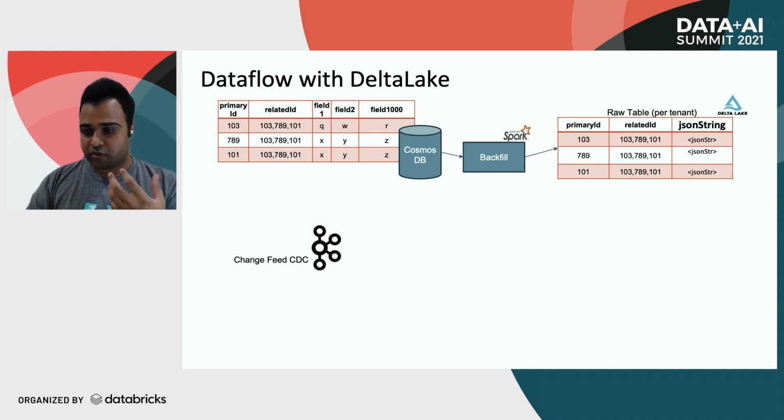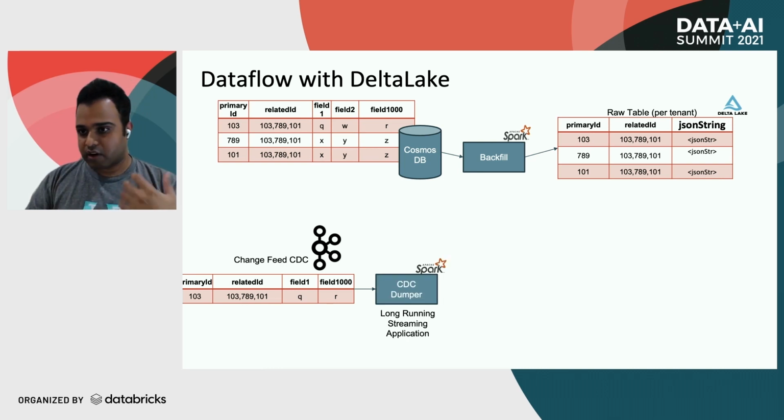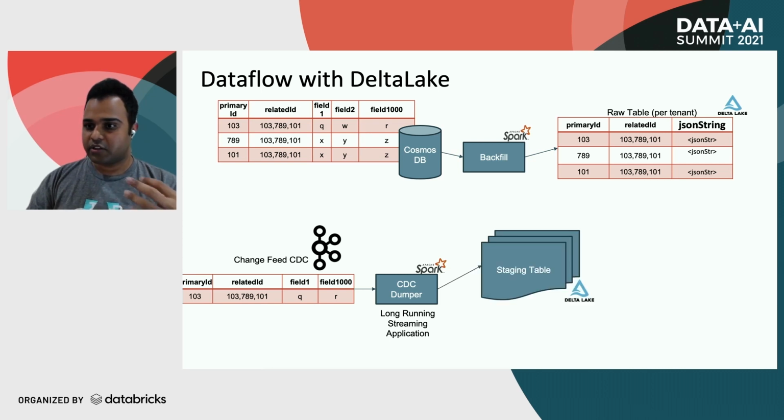The other normal flow that we want to do is once you backfill the data, you have the change feed notifications expressing the changes coming in. So you get an ID. And we have a long-running Spark structured streaming application, called the CDC dumper. It dumps data into a global, sorry, a multi-tenant staging table. The key thing to note is that it's append only, and it's partitioned by tenant and by 15-minute time increments. I have a diagram showing what the 15-minute time interval looks like and why. So the key thing to note is this is append only.